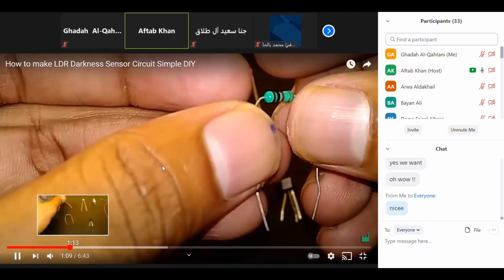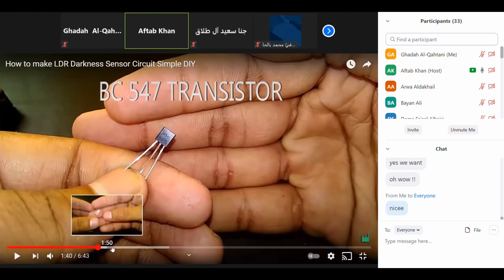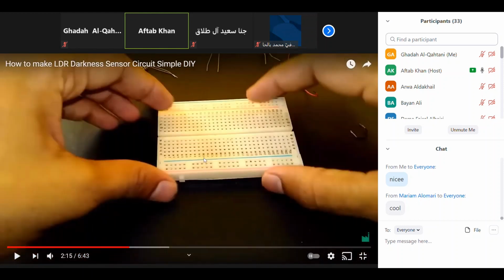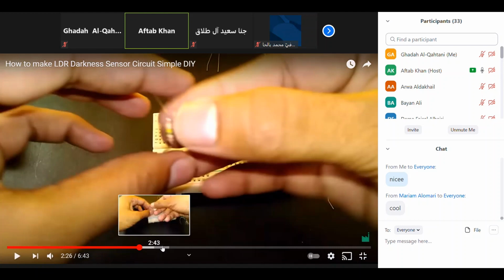This is a transistor. We are talking about transistors, right? This is a 3-pin transistor, which is 547, which is used to amplify the signal basically. Now this is called a breadboard. It is also available there. So it's like that, you just need to connect accordingly.